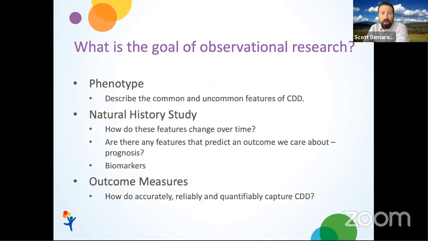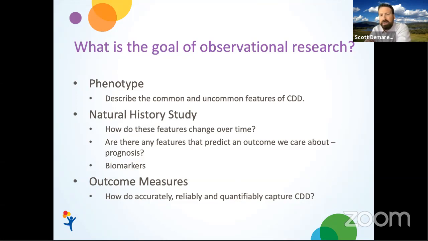So what is the goal of an observational research? I mentioned phenotyping, natural history studies, and outcome measures. These are three big goals. They're not the only goals, but they're the big ones. Phenotyping is describing common and uncommon features in CDD. What happens to patients? What kind of problems and symptoms do they have? Natural history study is looking at how do those symptoms or features change over time? How common are they? How severe are they?